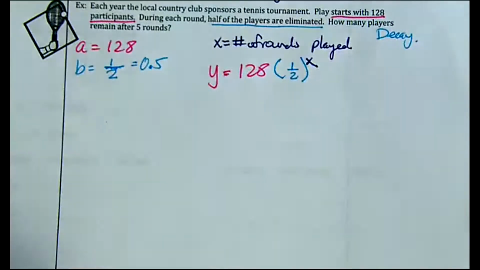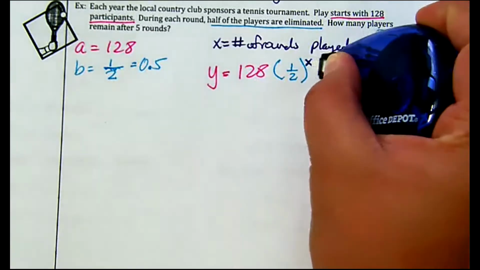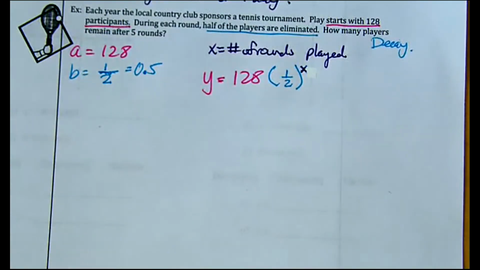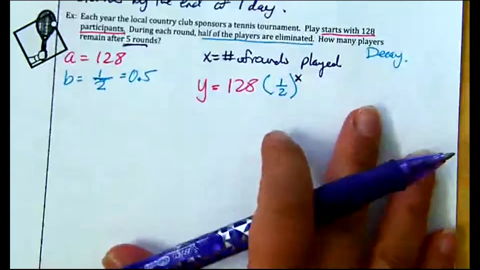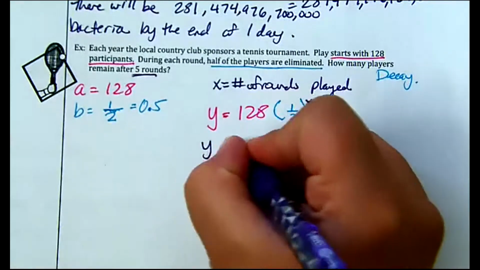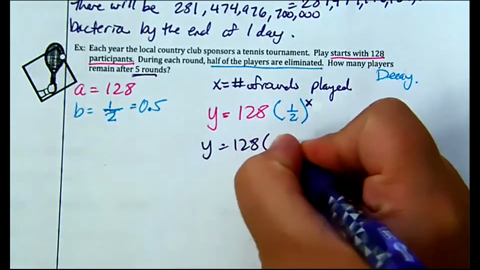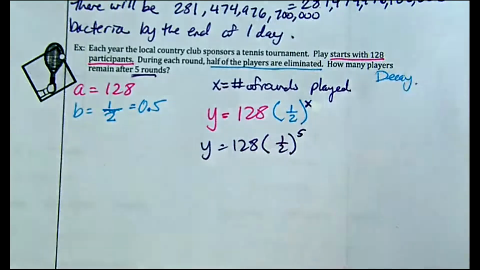Remember, it's not an exponential function if your x is not in the exponent. If your x is not in the exponent, you ain't dealing with an exponential function. Okay. So after 5 rounds, we can figure this out, right? That's going to be y is equal to 128 times 1/2 to the 5th power.